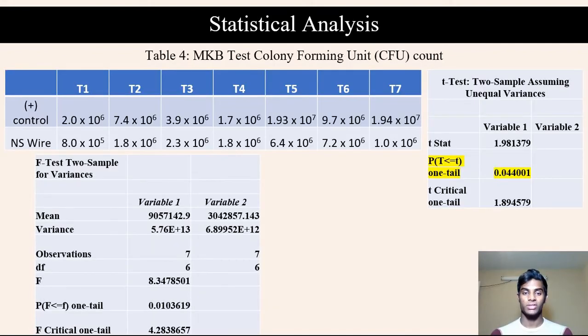Statistical analysis was conducted on the modified Kirby-Bauer test to determine if the colony-forming units were statistically significant between the positive control versus the nanostructured wire. And by doing so, we can determine if the nanostructures are in fact exhibiting antibacterial properties. If you look at the data here, we see that the t-test for unequal variance produced a p-value less than 0.05. And when the p-value is less than 0.05, we know that our data is statistically significant. And that indicates that the archwires with nanostructures are indeed exhibiting antibacterial properties.